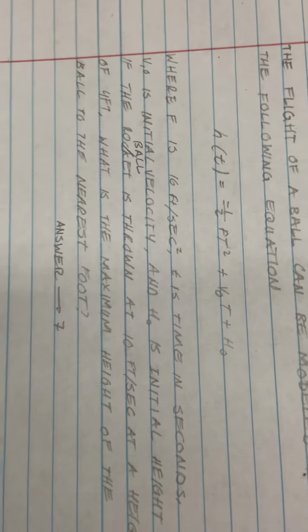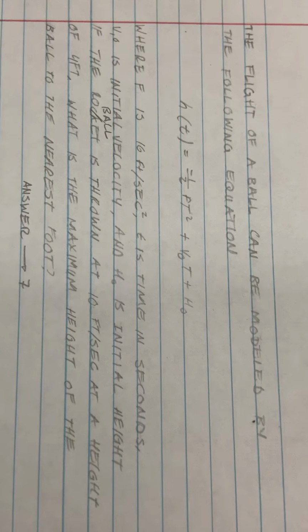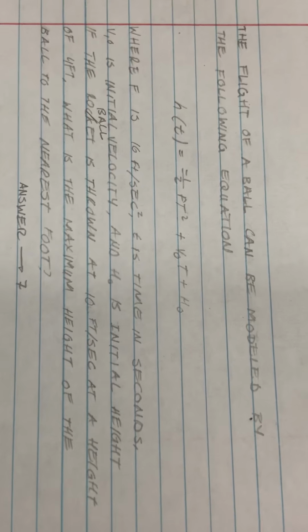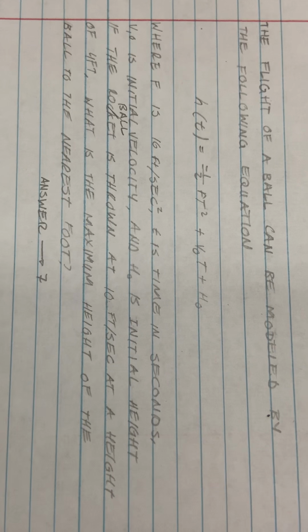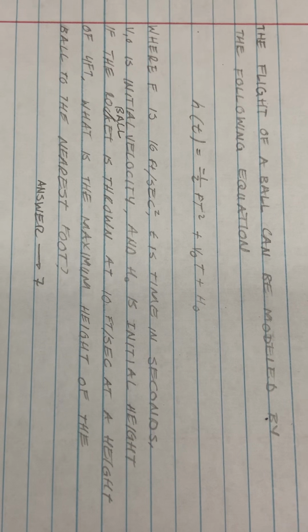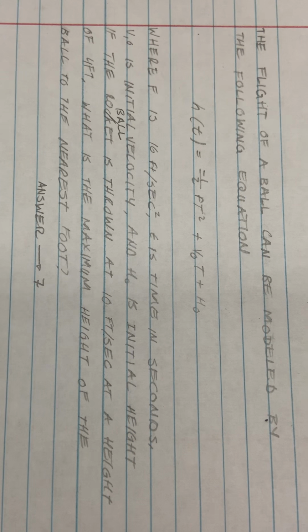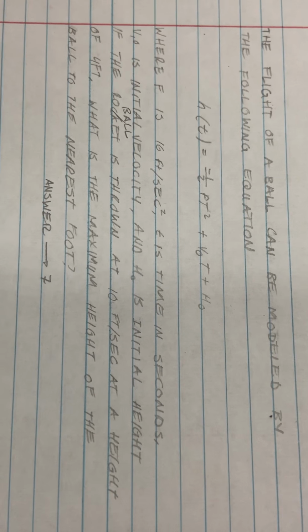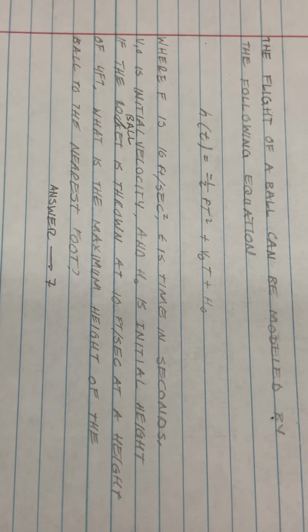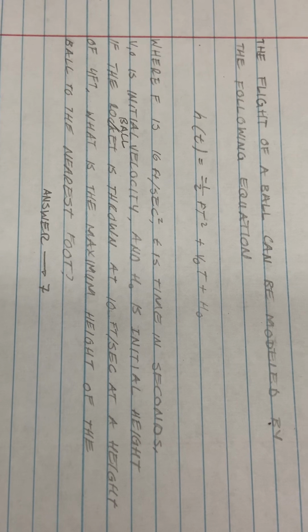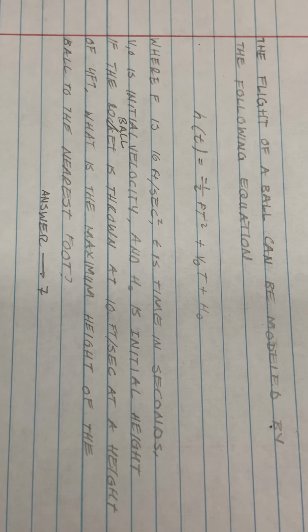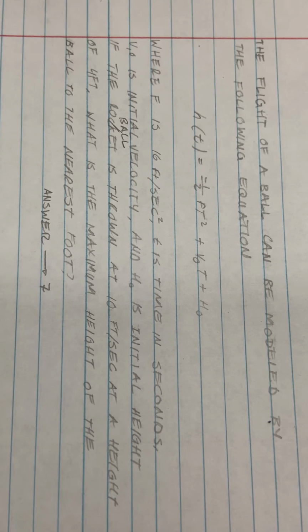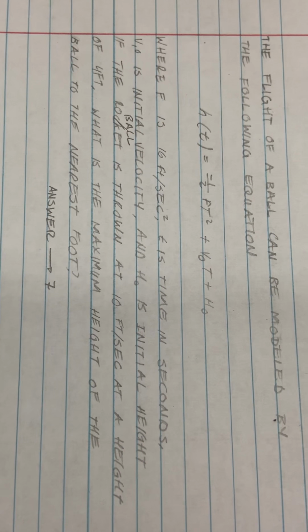Moving on to your second problem. The flight of a ball can be modeled by the following equation. H of t equals negative 1/2 ft squared plus initial velocity times time plus initial height, where f is 16 feet per second squared, t is time in seconds, V0 is initial velocity, and H0 is initial height. If the ball is thrown at 10 feet per second at a height of 4 feet, what is the maximum height of the ball to the nearest foot?